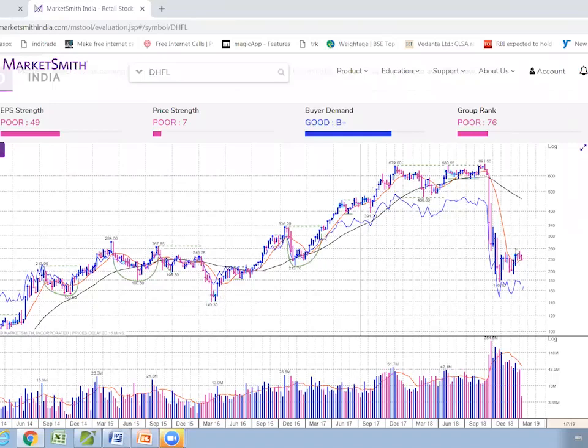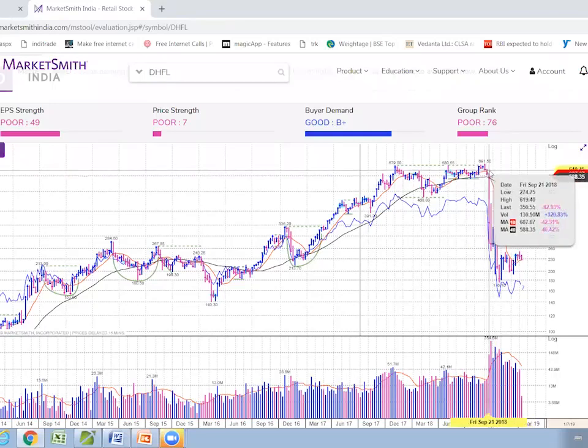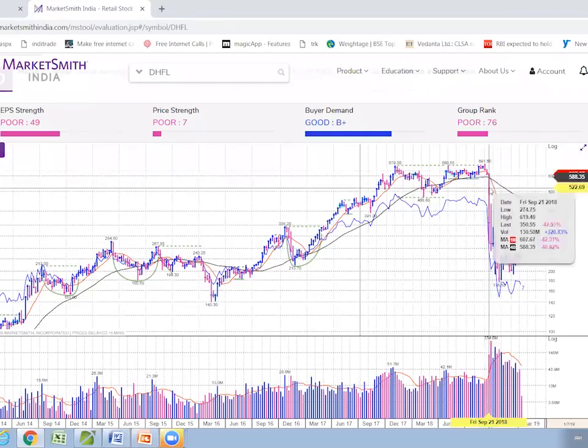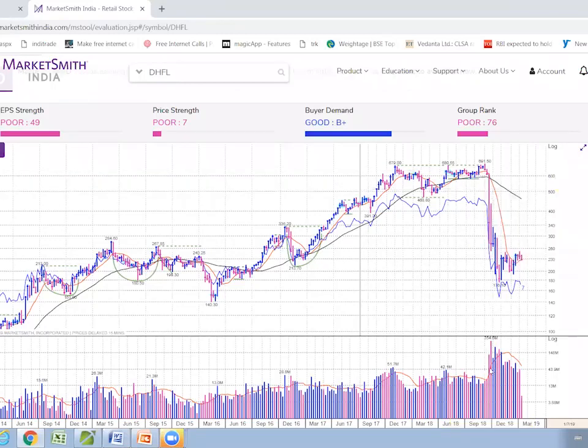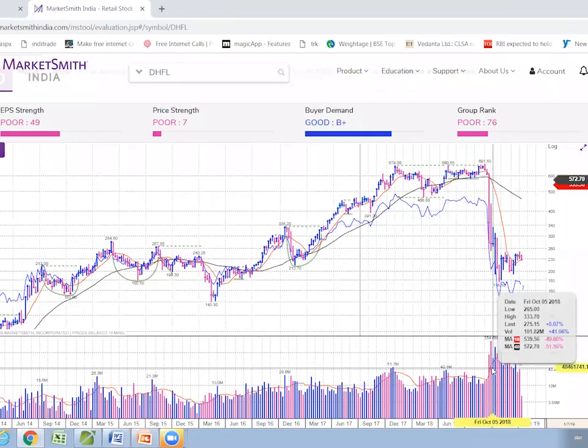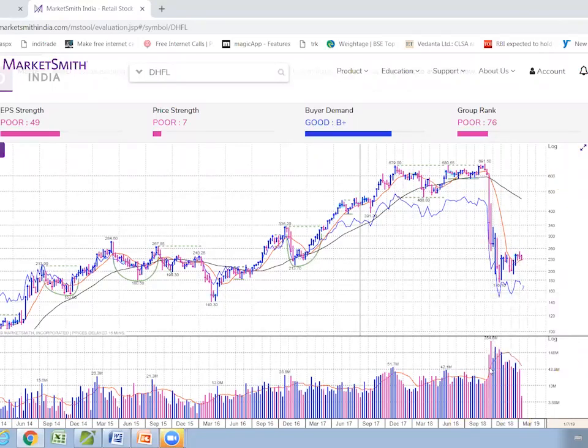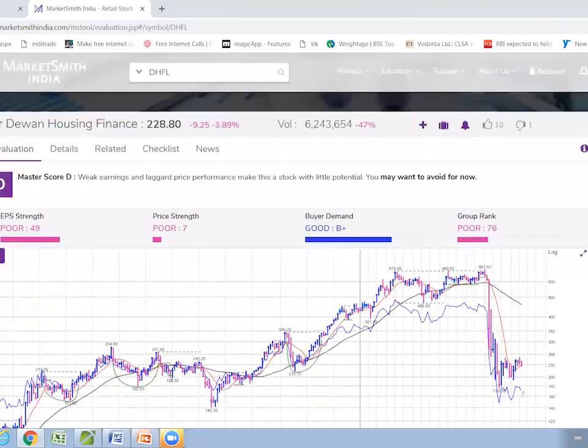And recently, because of its exposure to ILFS, the news came and the stock fell heavily. Whenever there is this kind of news, just see the kind of selling. On this particular day, the stock lost almost 42%, and just see the volumes. This is the average line, and volumes were like 354 million, almost 8-9 times its average volume. This is a clear-cut sign of institutional selling. Once institutions have sold, there is no one to give support, and ultimately the stock is trading at a very low price now.